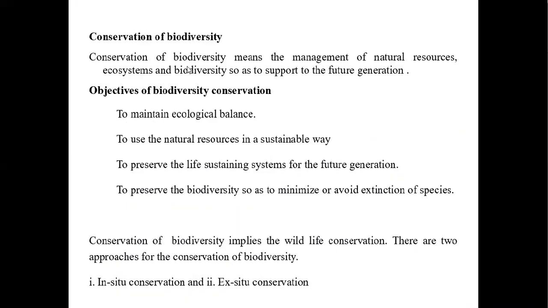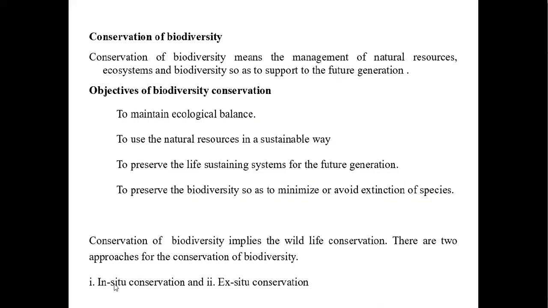Now we go for conservation of biodiversity. There are two methods of conservation of biodiversity. One is in situ conservation. Another one is ex situ conservation. What are the main objectives of conservation? Main objectives of conservation of biodiversity are to maintain ecological balance, to use the natural resources in a sustainable way, to preserve the life-sustaining system for the future generation, and to preserve the biodiversity so as to minimize or avoid extinction of species.